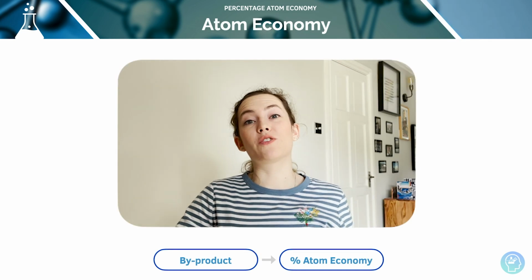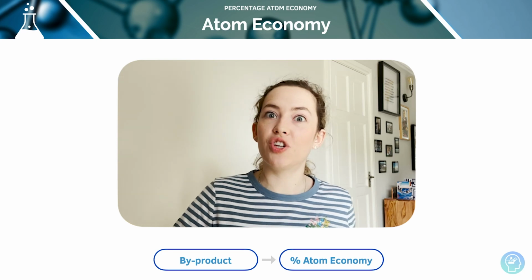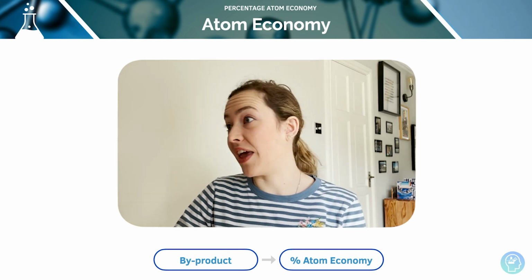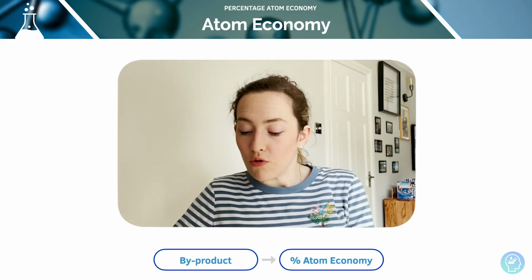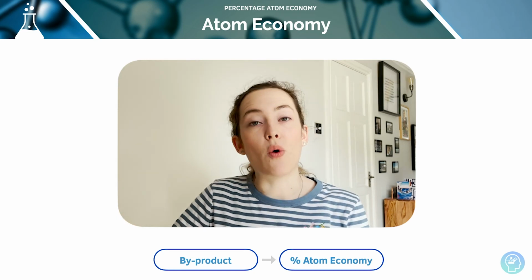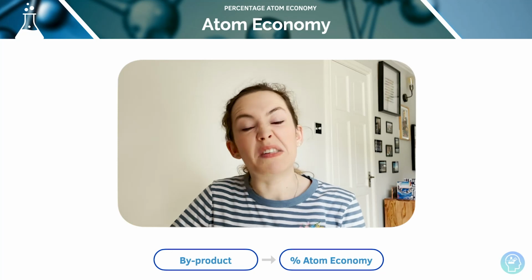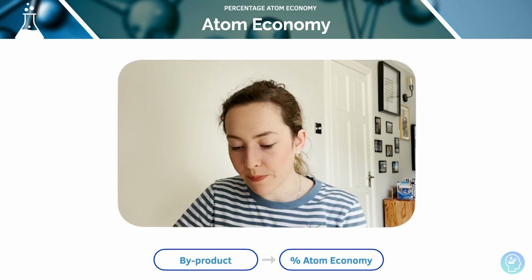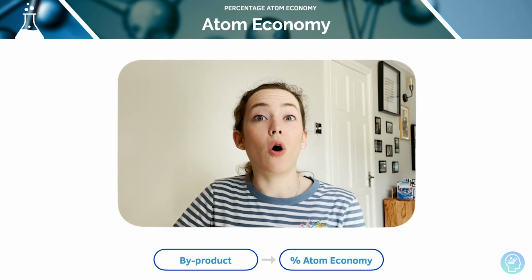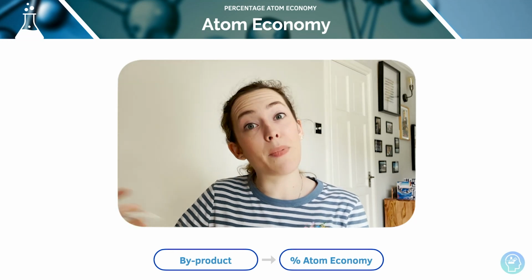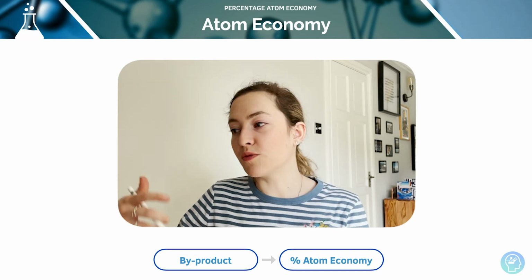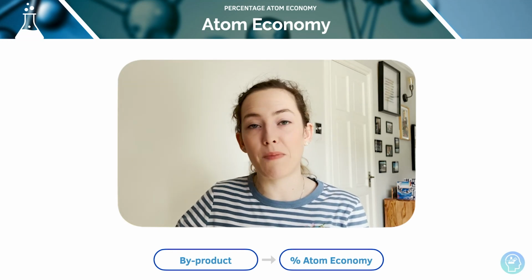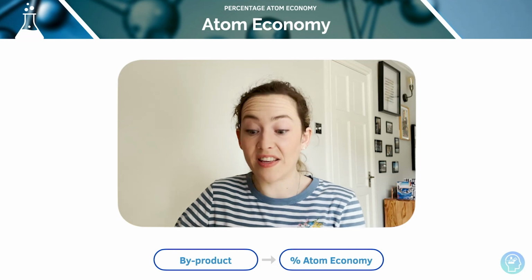So atom economy is really important, like percentage yield as well, for chemical engineers, whether we're doing it for industry or for medicine. Really essential that we work out a good percentage atom economy. It saves money, it saves energy, fossil fuels, etc. And it's because with some of our reactions, we can get byproducts that are useless. Those might need to be disposed of in a complicated and expensive way. They might be harmful, or it's just wasting energy.